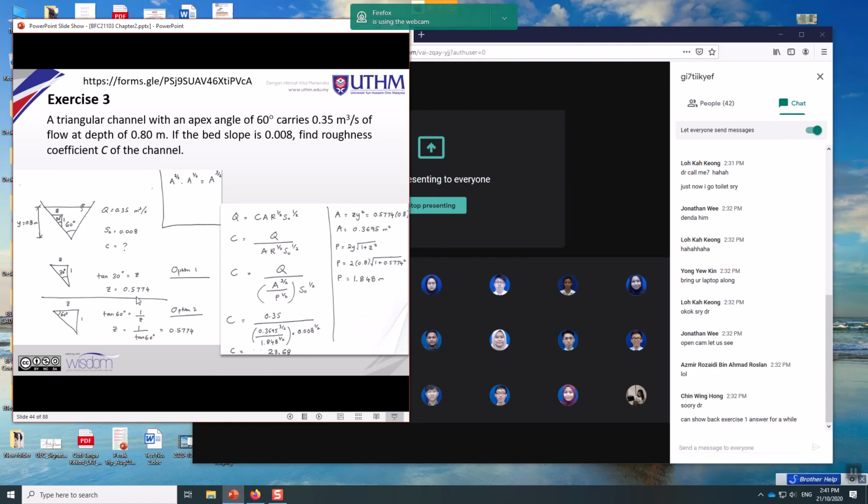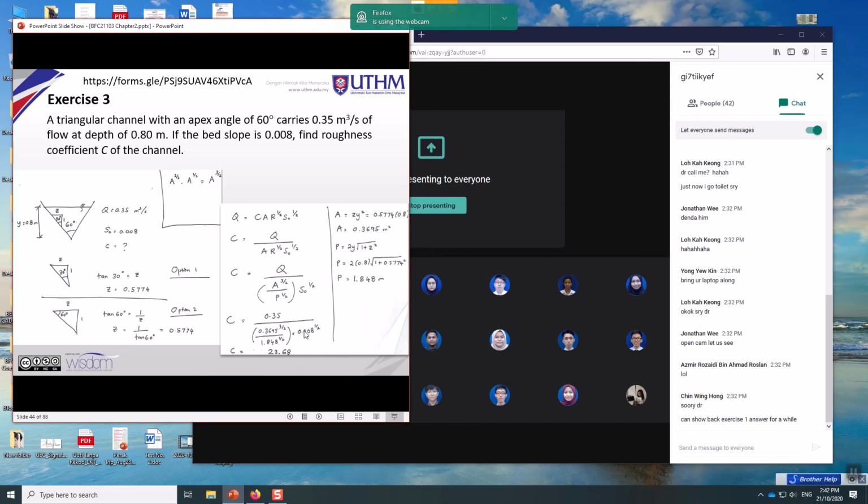Again, you may solve for your Z, the side slope, Z. Either you can use tangent 30 degree or you can use tangent 60 degree. You will end up having the same Z, alright? So, rearranging your Chezy roughness flow equation by having C as a function of the other parameters there. And rearranging, I'm combining my flow area and R, so I have my A to the power of 3 over 2 divided by P to the power of half, right? So I substitute all the known values, I get my C equals 23.68.